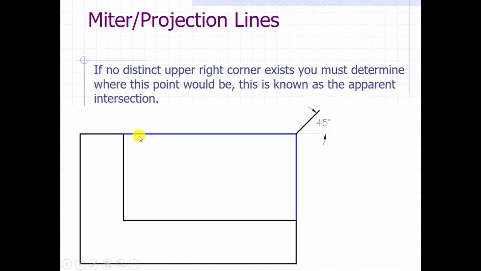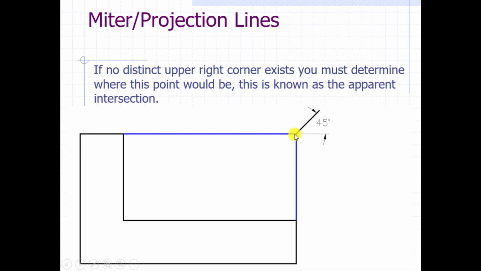So if there is no actual upper right-hand corner, this part doesn't have one, we would use what we call the apparent intersection. And that would be the uppermost and the furthest most right point. This corner here is the furthermost right, but it is not the uppermost. This point here is the uppermost, but not the furthest right. So that would be here, we would have the furthest upper right-hand corner of the part.